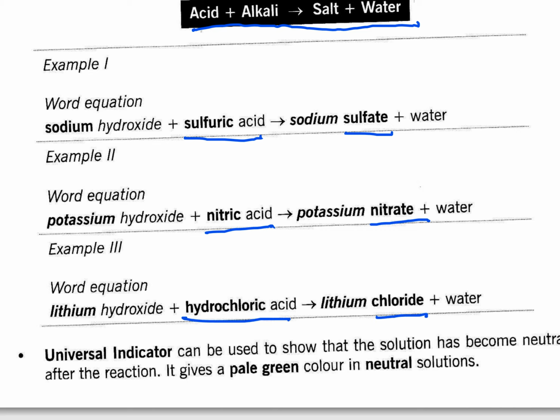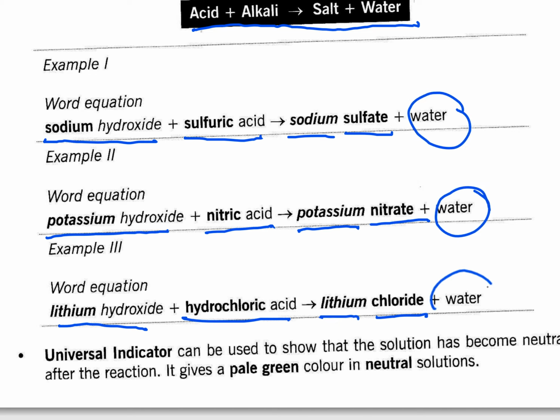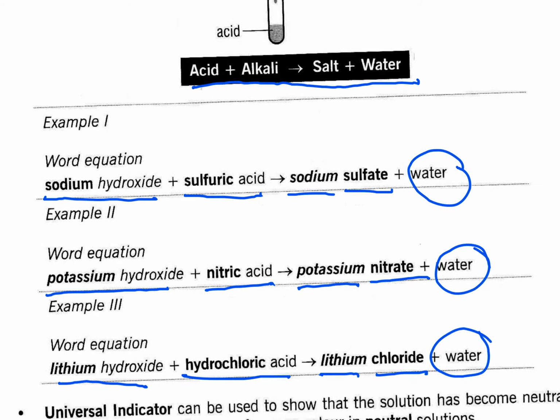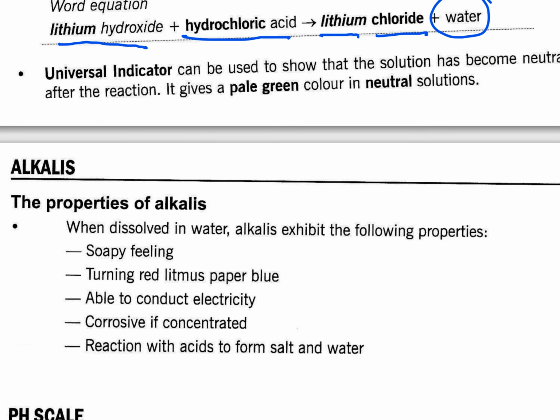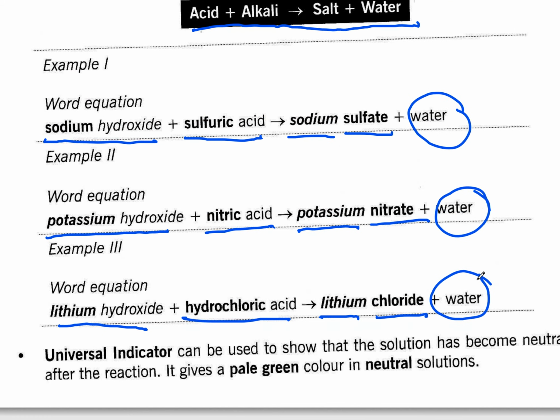And if sodium hydroxide is used, you get a sodium salt. If potassium hydroxide is used, you get potassium as the first name of the salt. If lithium hydroxide is used, you get lithium as the first name of the salt. And the other product is water, and this has to be committed to memory. At this point in time, it is important to understand what an alkali is.